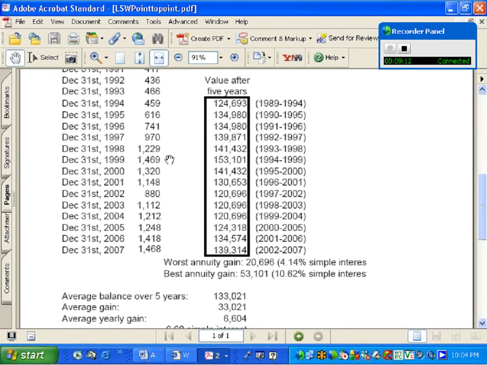All right, let me go ahead and point out some other numbers which I think are fascinating. Let's look at the dichotomy of one of the bad 5-year periods. Let's look at 99 to 2004. How did we make 120,000? Well, at the end of 1999, the S&P 500 was at 1469. At the end of 2004, the S&P was at 1212. That's a loss of about 20%. But yet our indexed annuity went up 20%.